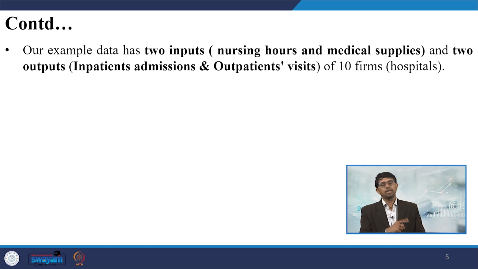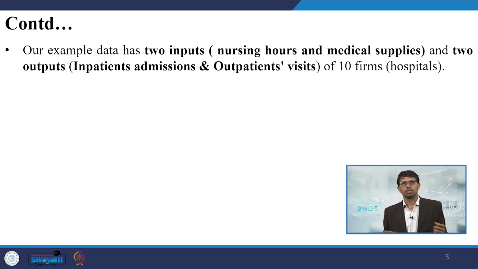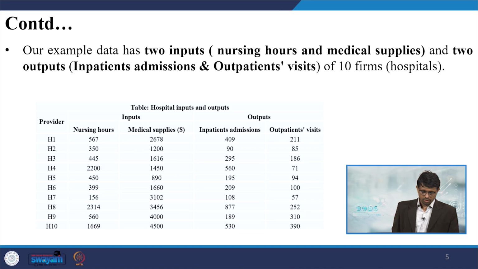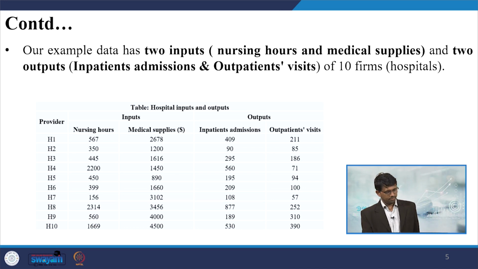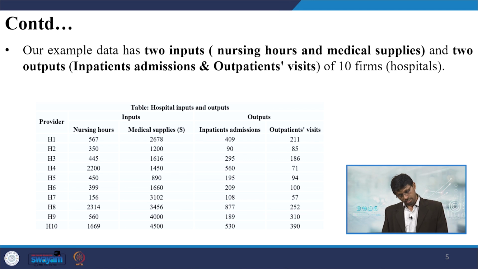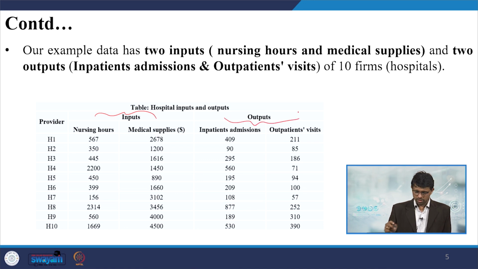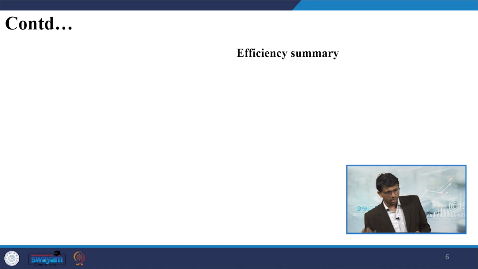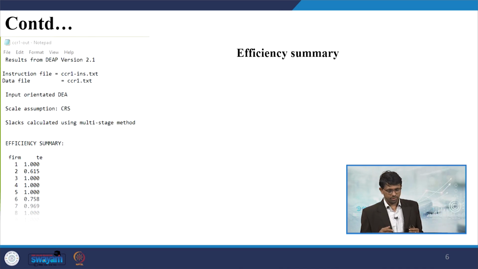In our example data set, if you remember, we discussed a 2 inputs and 2 outputs case. That was the example of nursing hours and medical supplies and their impact on inpatient admissions and outpatient visits of 10 hospitals or 10 firms. So, this is where we stand, and there are 10 DMUs, or firms, or hospitals here. These 2 are the inputs and these 2 are the outputs. And we are now going to use this to interpret the results.